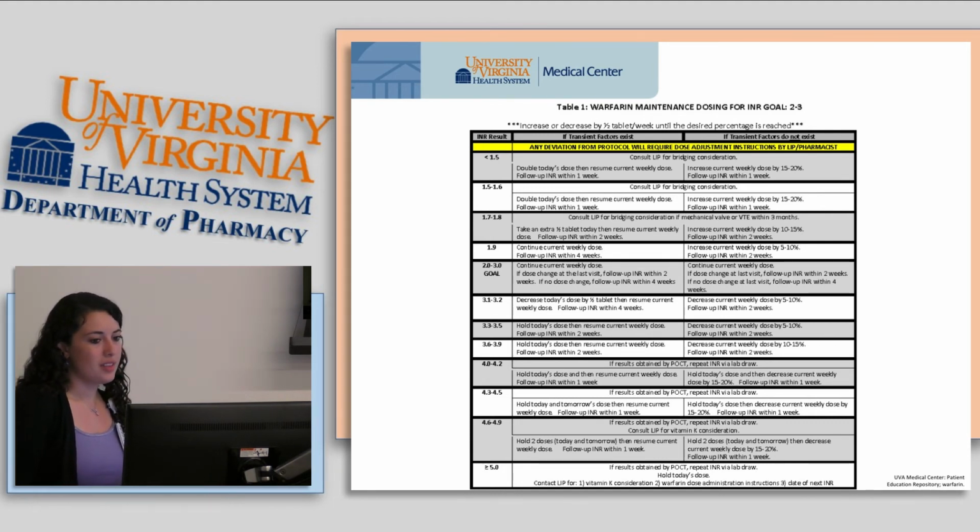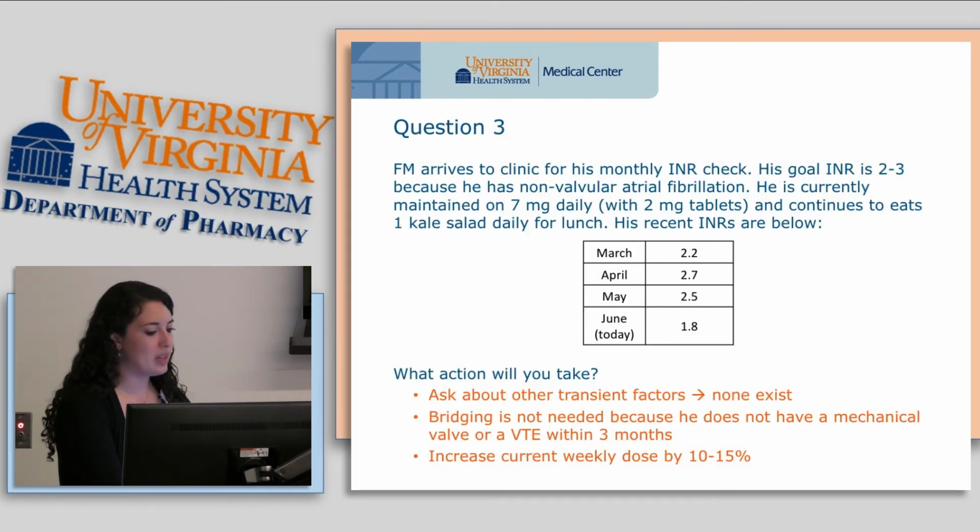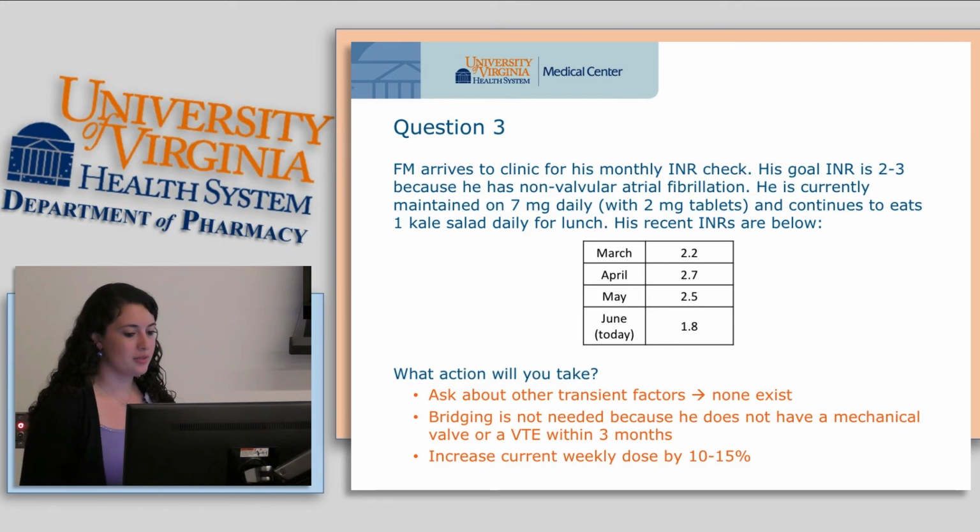But we don't need to think about bridging for him, and that is because he doesn't have a mechanical valve or a new clot. And so even though earlier I was saying that a lot of times we do this for all patients, because he just has this 1 INR slightly below range, and because he's being treated for AFib, we probably wouldn't need to go back to bridging for him. And so we could increase his weekly dose by 10 to 15%.